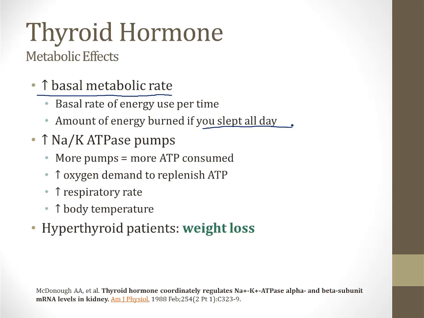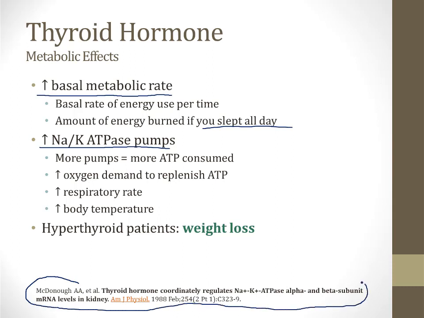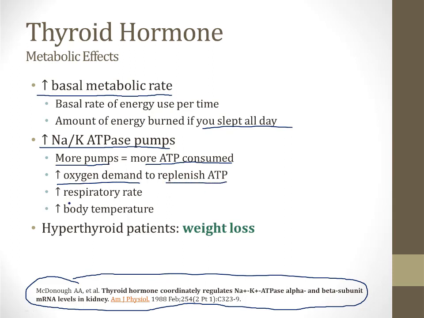And one of the best described ways in which it does this is by increasing the number of sodium potassium ATPase pumps found in cells in the body. I've listed a nice paper at the bottom of the screen if you want to read more about this effect, but it's been well described for thyroid hormone, and it's probably one of the most important ways in which it raises your basal metabolic rate. When there are more pumps in cells in the body, this means more ATP is consumed. This means the body will have an increase in oxygen demand so it can replenish the ATP. This will raise the respiratory rate to meet that oxygen demand.